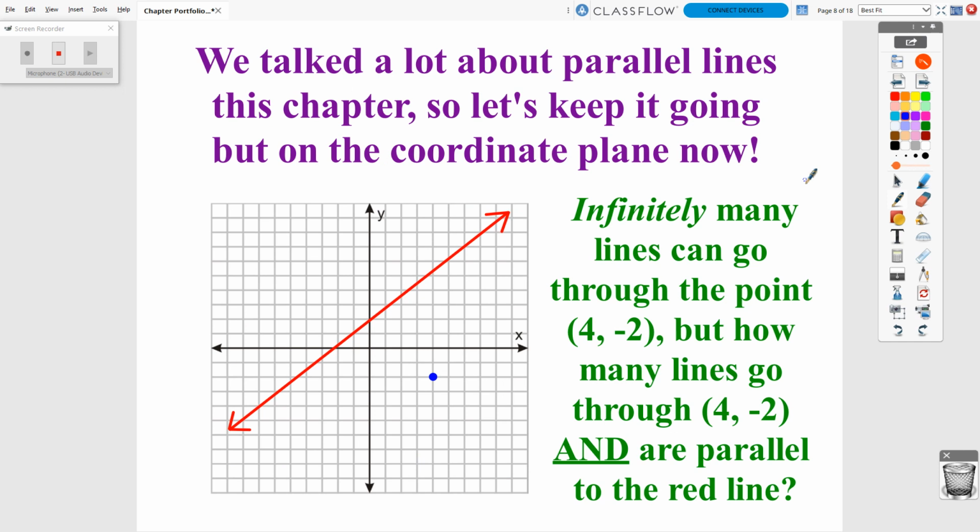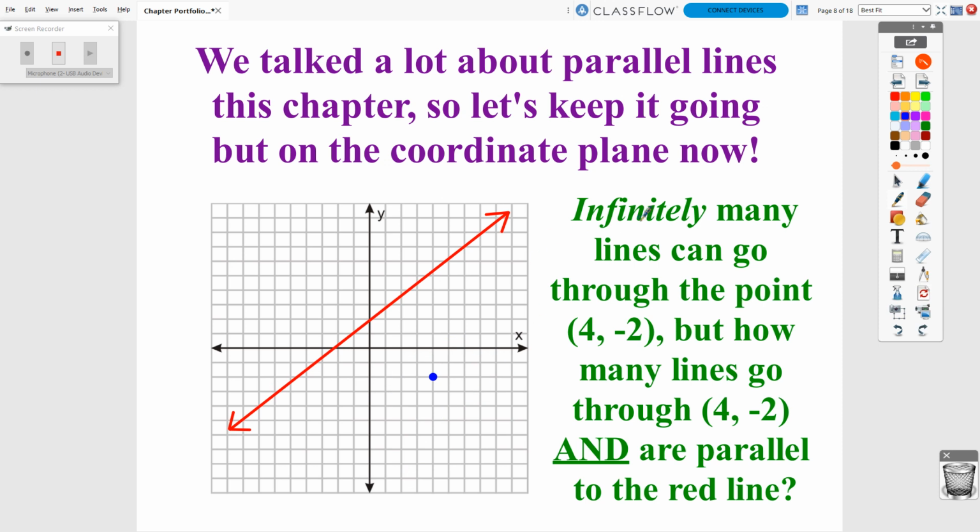So we talked a lot about parallel lines this chapter, so let's keep the momentum going, but now we're going to put it on the coordinate plane. Okay, so we did proofs with parallel lines, but we didn't graph those, okay? So I've got a line, okay, here's my line, and I've got this point just kind of hanging out here, this point at 4, -2. All right, and this is going to lead us into the types of problems we're going to work on.